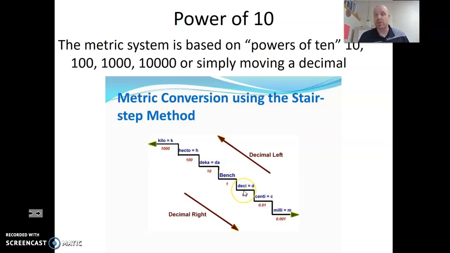Now, if we're going to go decimal to the right, which makes it smaller, we go down to deci, which we don't use much again, but we do use centimeters and we do use millimeters. Okay, and so that shows like the difference of how you can convert a meter to millimeters. There are 1,000 millimeters in 1 meter, just like there are 1,000 meters in 1 kilometer. Okay.